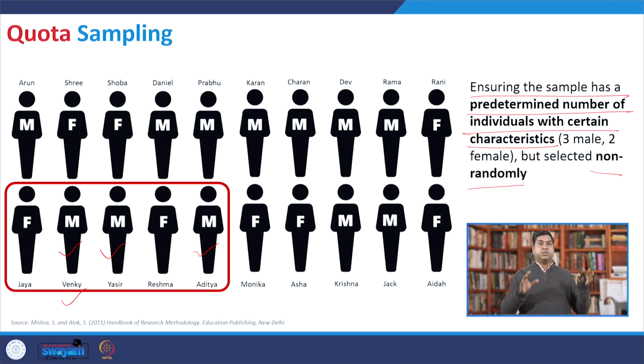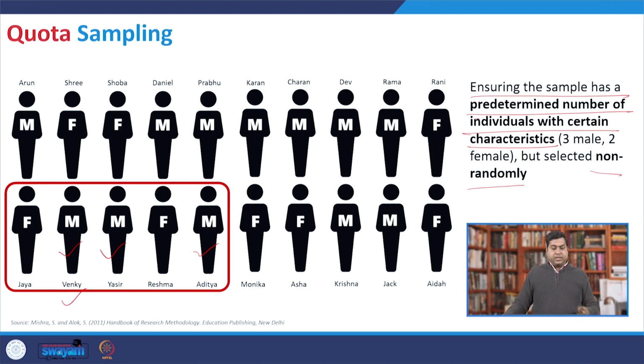If you want to capture a particular quota, you divide your entire population into different segments, and from each segment you pick one respondent or maybe a group of respondents which can represent it. So here also we are going to measure that kind of homogeneity and heterogeneity within the sample.